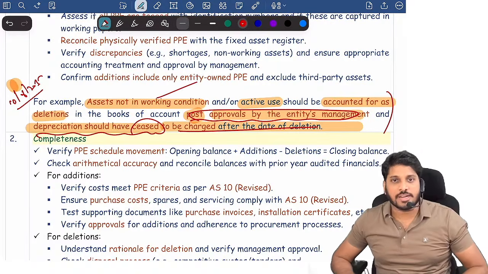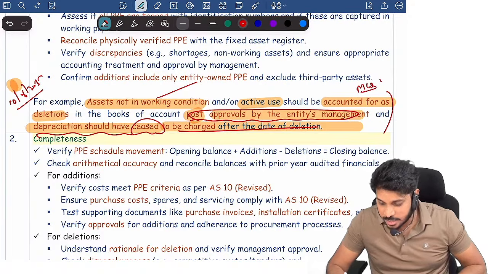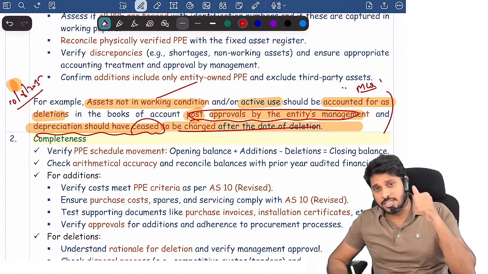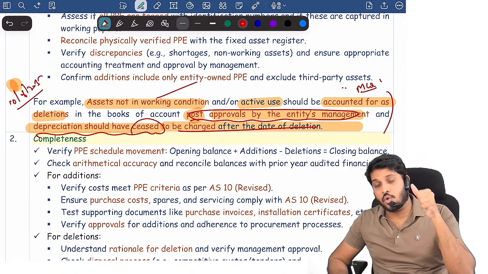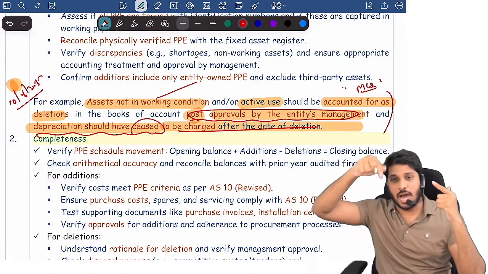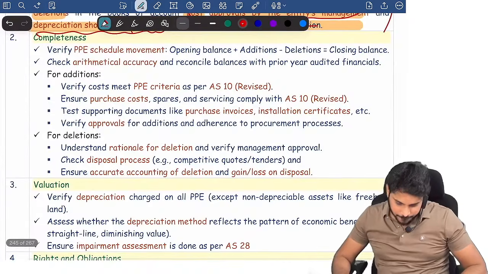Assets which are not in working condition, which of the following statements is true? Like that an MCQ can come. It was asked in one of the previous attempts. So if the asset is not in working condition, first the asset has to be deleted only after approval of the management, and depreciation must be charged up to the date of deletion only. That's it, guys. Next.